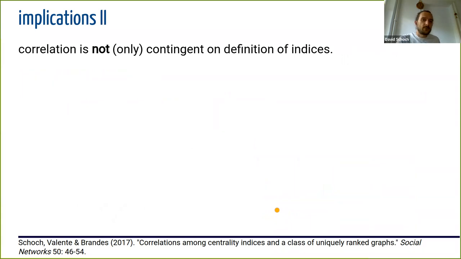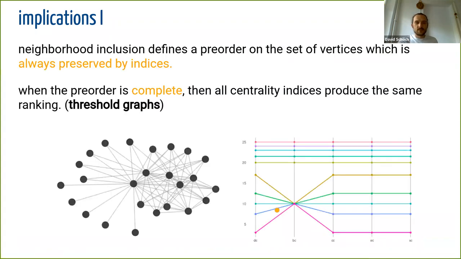Okay, what are further implications? Using correlation to say that an index measures something different than another index does not make any sense, because the correlation depends on the definition of the indices. But for instance, betweenness and closeness have always been seen as complementary indices. So one would say, okay, they are not highly correlated, they measure different things. But in threshold graphs, they actually measure exactly the same thing. So they also have the same ranking, of course, with this rank collapsing, but it doesn't make a difference.